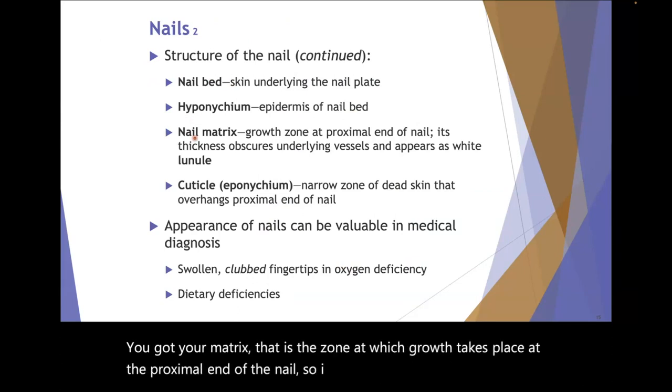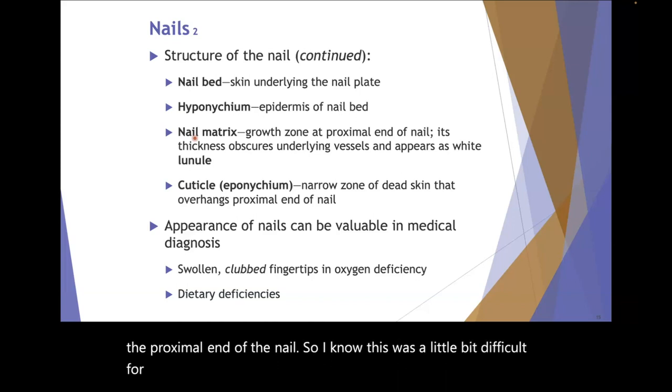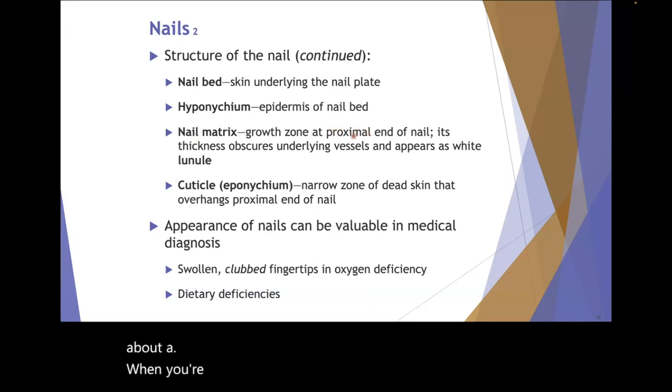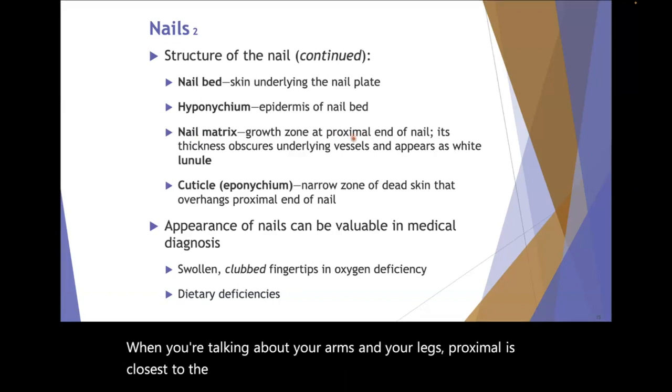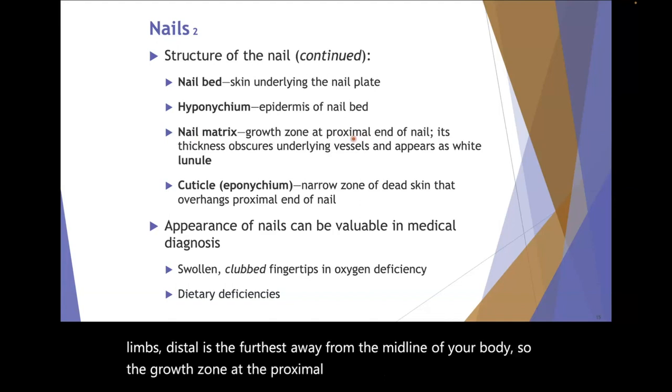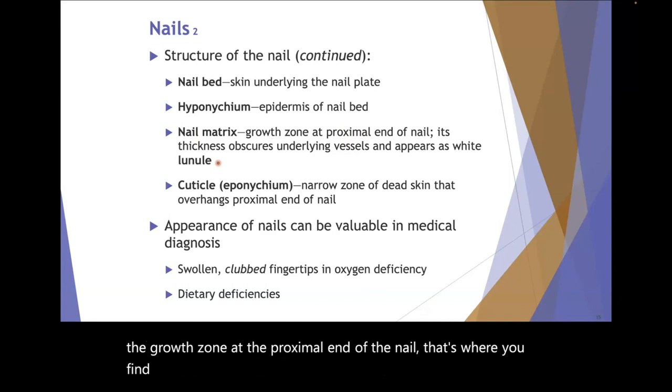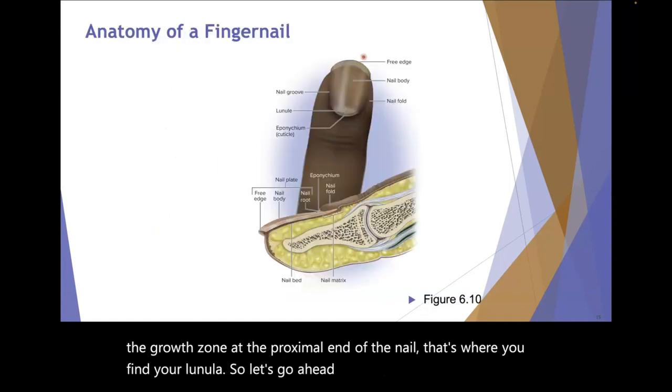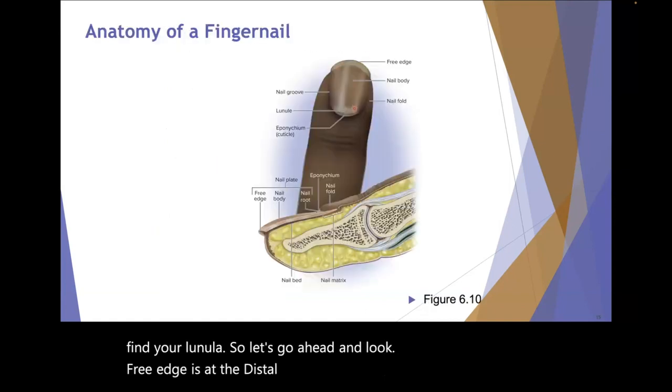So I know this was a little bit difficult for some students, proximal versus distal, when you're talking about your arms and your legs. Proximal is closest to the midline of your body when you're talking about your limbs. Distal is the furthest away from the midline of your body. So the growth zone at the proximal end of the nail, that's where you find your lunula. So let's go ahead and look. Free edge is at the distal end. The lunula is at the proximal end.